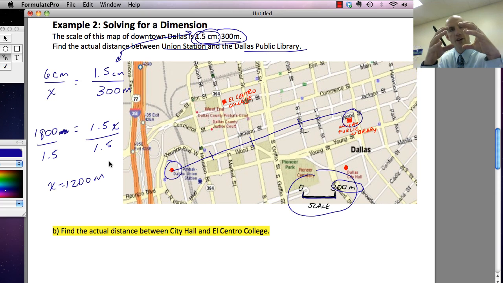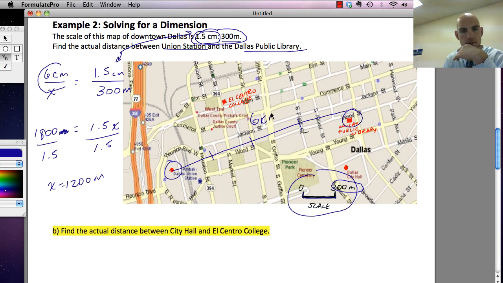They shrink the scale down, like on Google Maps or MapQuest. They shrink the scale down so that they can get more on a page. Well, in this case, they did 1.5 centimeters equals 300 meters. Well, when we measure and find that this is 6 centimeters here from end to end, 1.5 of those centimeters are 300 meters. And so we just set up the simple proportion.